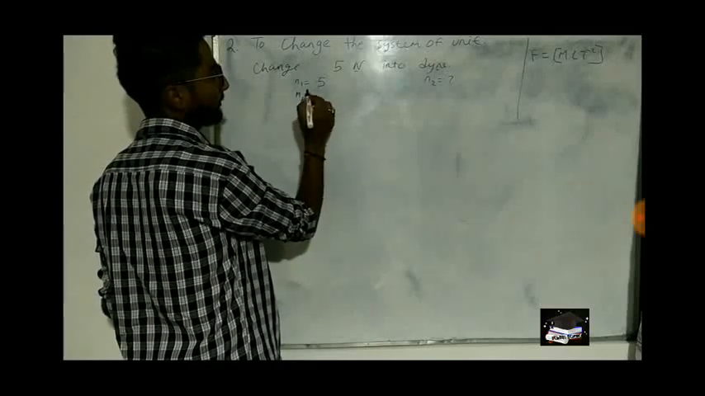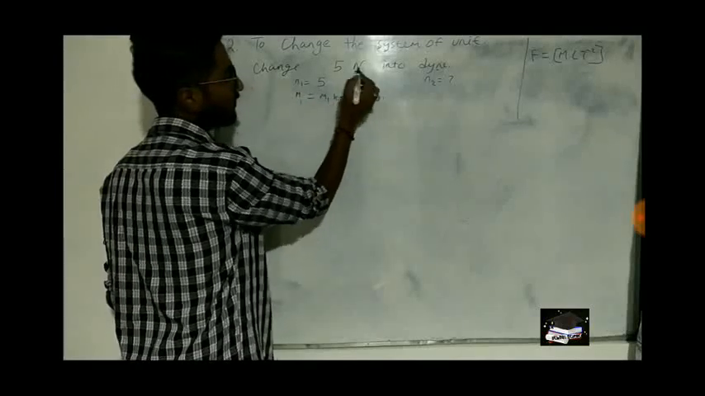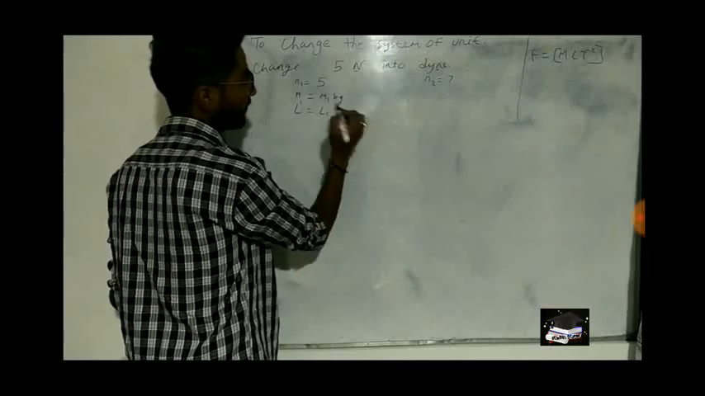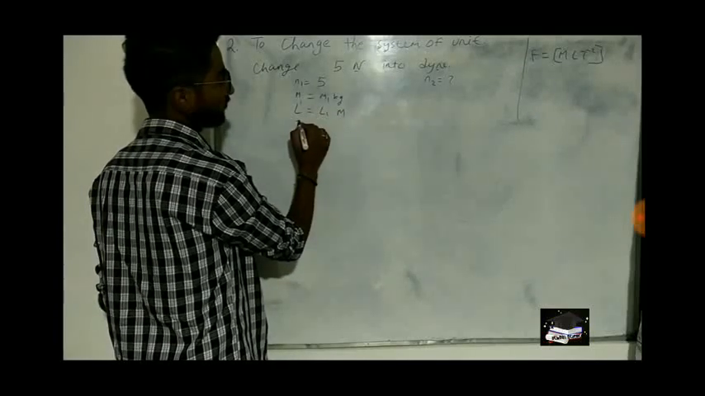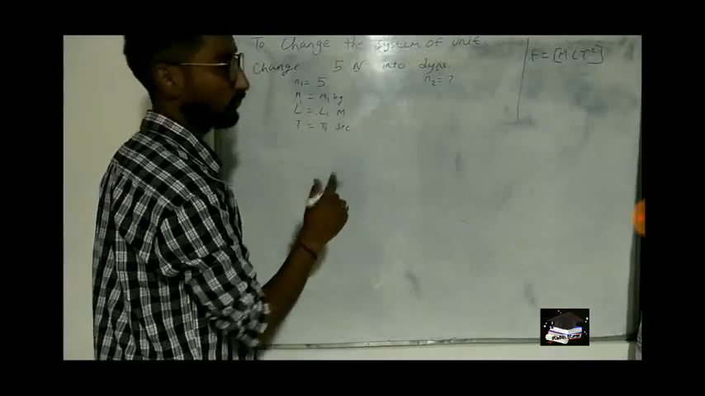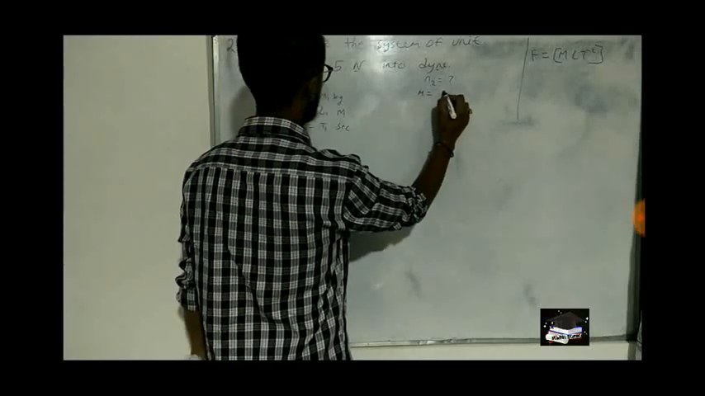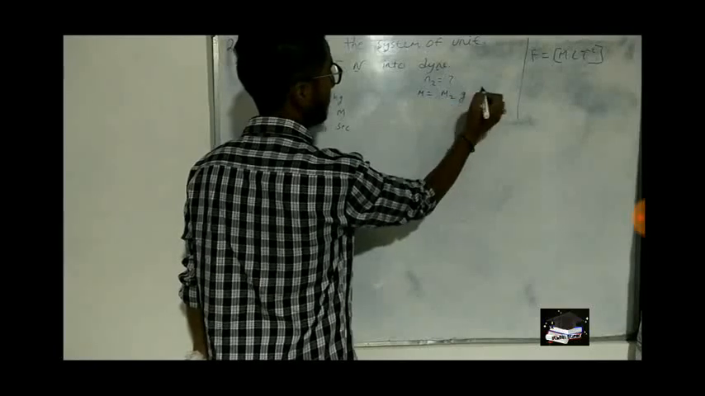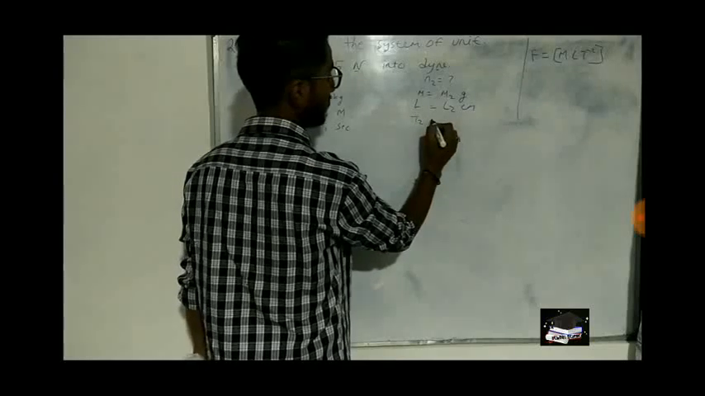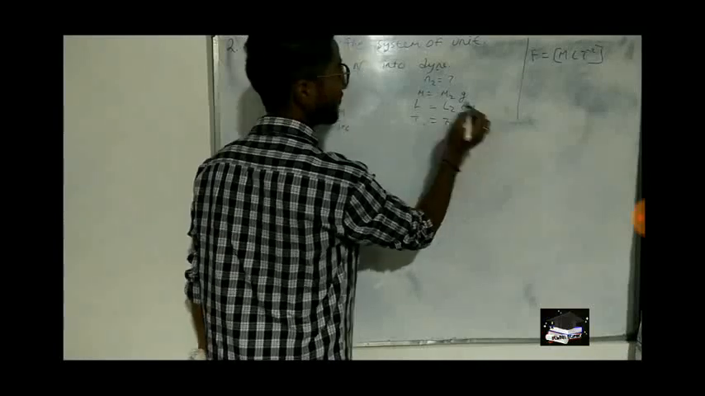Now mass equals M1 kg. L equals L1 meter. T equals T1 second. First I'll write it for the SI side. For the other side, M equals M2 gram. L equals L2 centimeter. T equals T2 second.